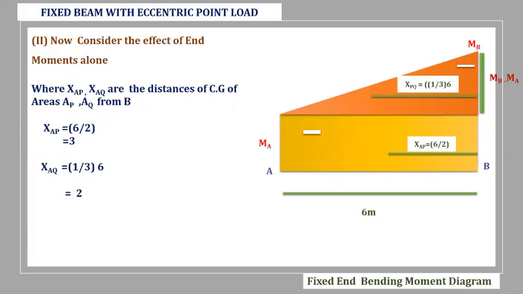XAP, my notation. If you follow any one of your convenient notation, XAQ, top portion, centroidal location from point B. XAP, if you observe that yellow color rectangle, so that is 6. Its distance is 6 by 2. Next, triangle portion, XAQ, so that is from the base 1/3 of the 6. So now it is for the one portion that is 3, one portion that is 2.